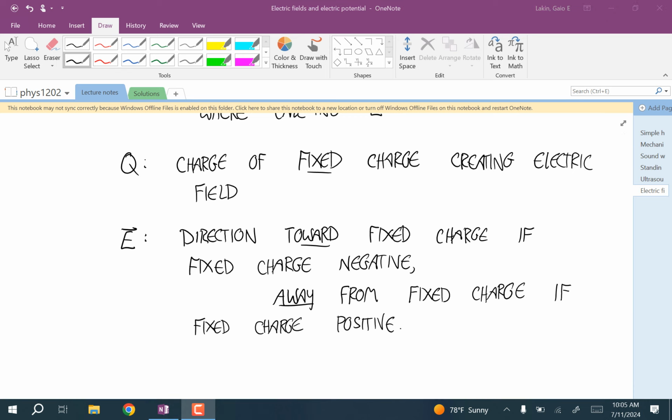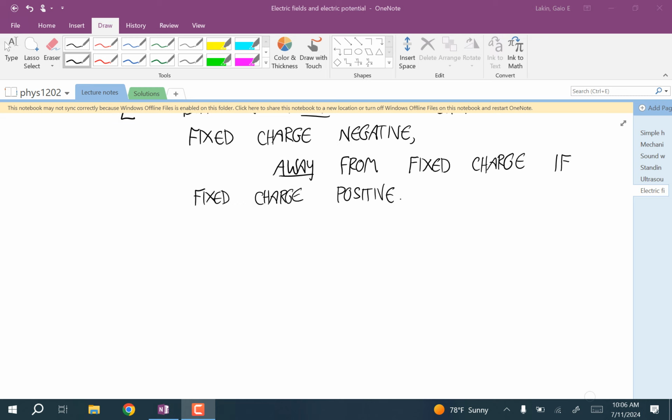Now, what would you do if you had 5 charges and you wanted to figure out the electric field due to all 5 of these fixed charges? Could you do that? Yeah, actually, it's really easy to do. You just calculate the electric field vector due to each one of those forces individually, and then you add them up to figure out the total electric field vector at that point. So I'm going to do an example like that.